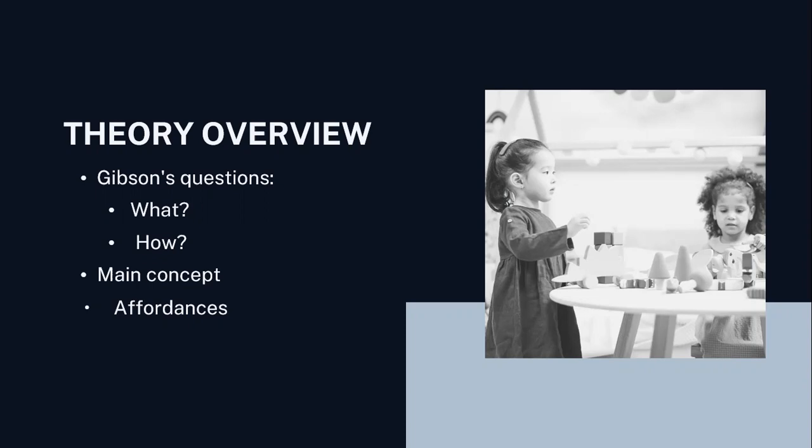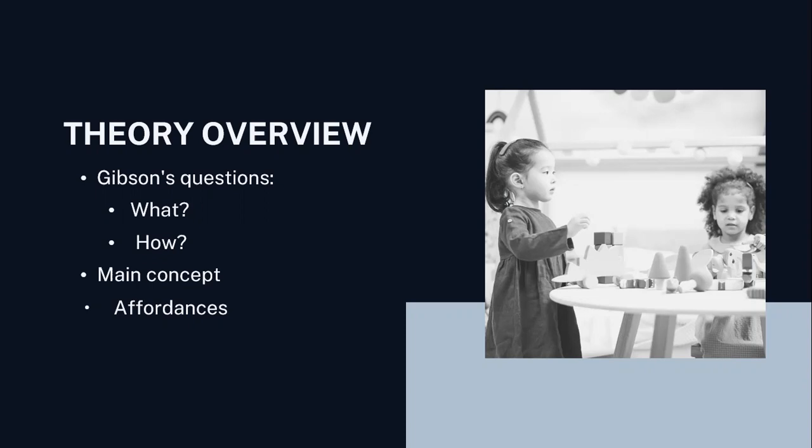When Eleanor was researching, she asked 4 questions. 1. What do infants and children perceive? 2. How do they pick up this information? 3. What actions or interactions take place? And 4. What are the consequences for knowledge?